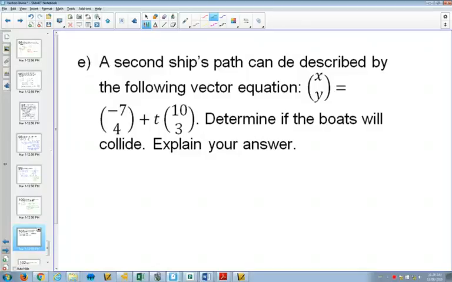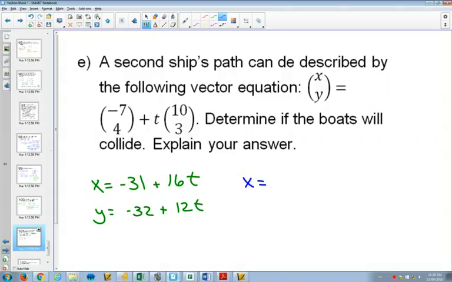So here's a second ship. Again, we notice that it's using the same variable t. Do you think they're going to collide? Well, again, anytime you're trying to find an intersection point, you'd set up your parametric equations. So from our first ship, we'd have those parametric equations. From this second ship, we'd have these equations.